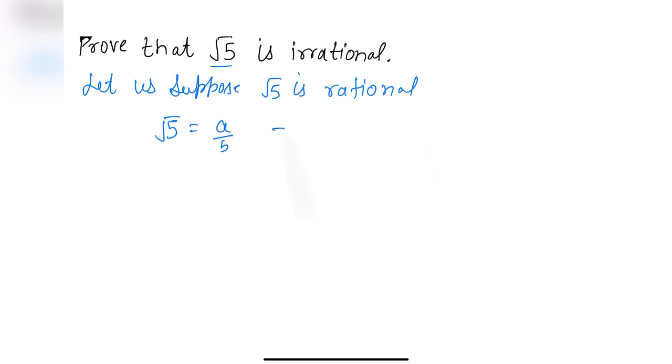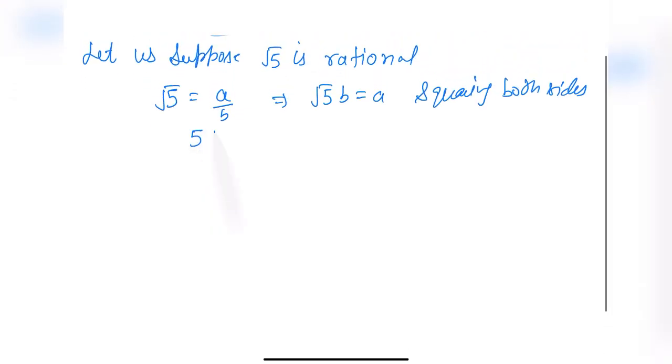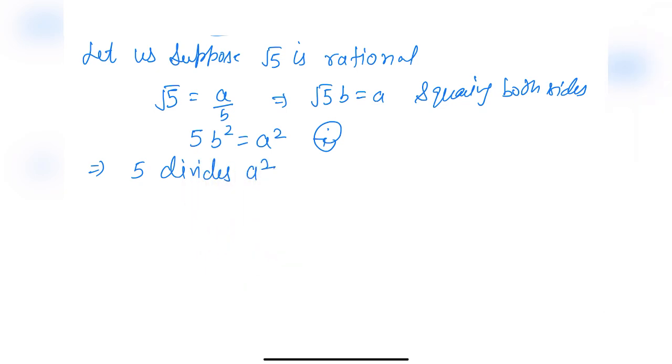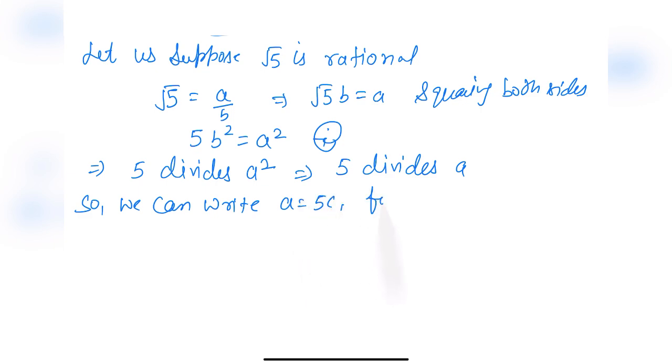Now cross multiplying, root 5 b is equal to a. Squaring both sides, we get 5b square is equal to a square. This is equation number one. It means 5 divides a square. If 5 divides a square, it means 5 also divides a. So we can write a is equal to 5c for some integer c.